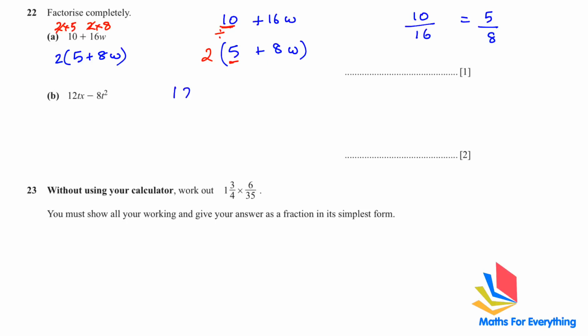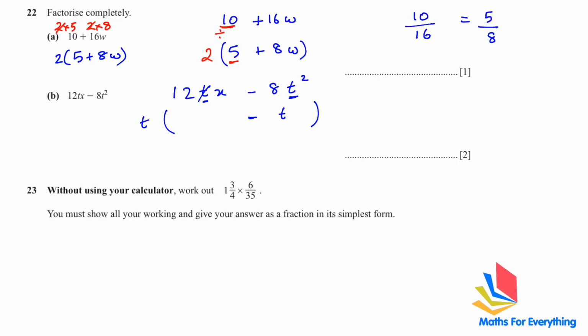I'll just write it a little bit bigger. 12tx minus 8t square. We will make a bracket here, put negative out. You have 1t here and 2t's here. So 1t is out and 1t will remain here.